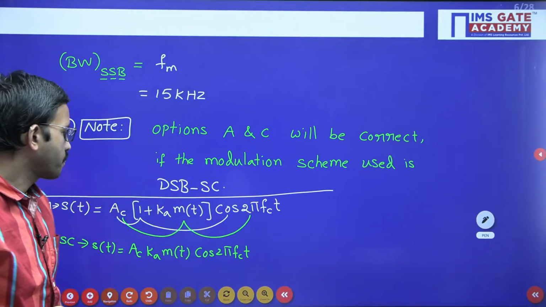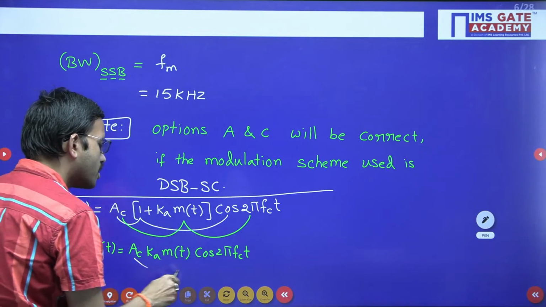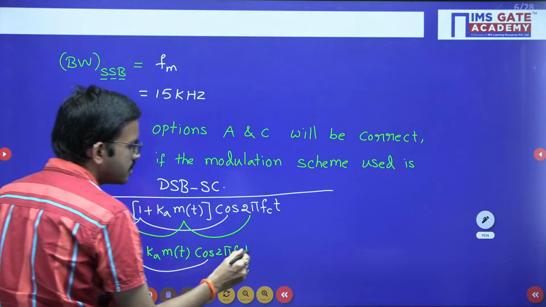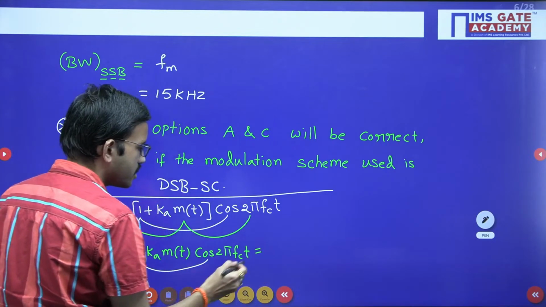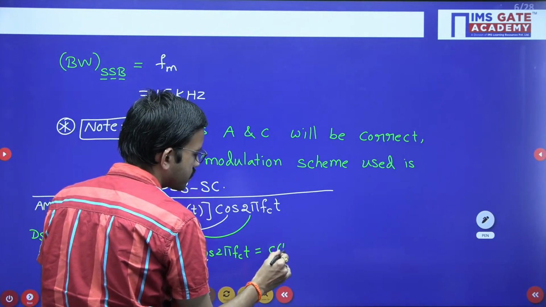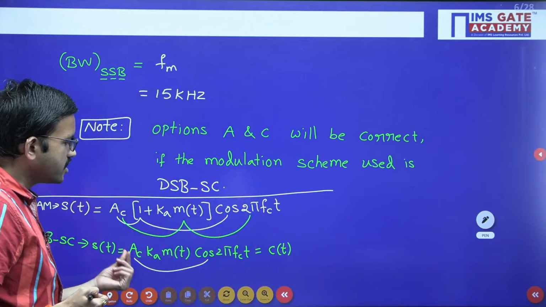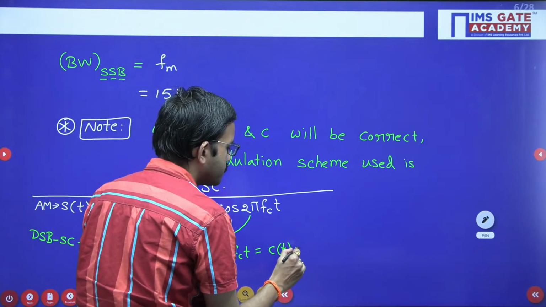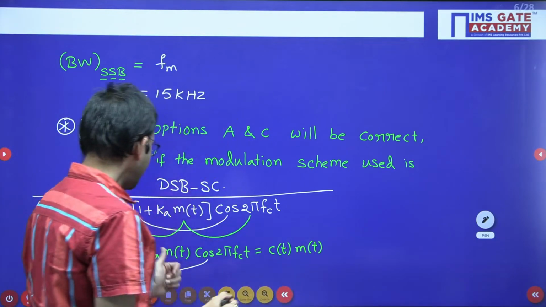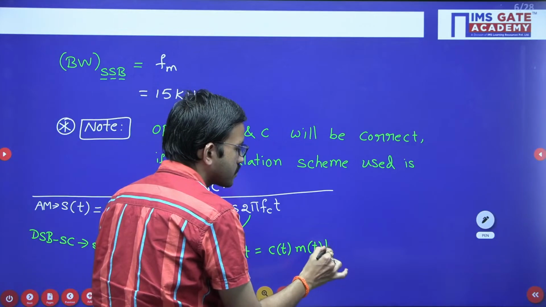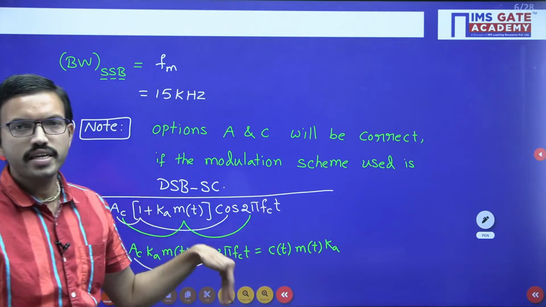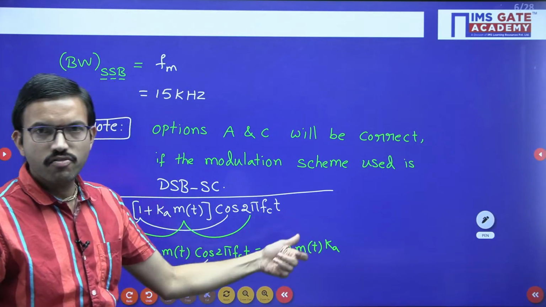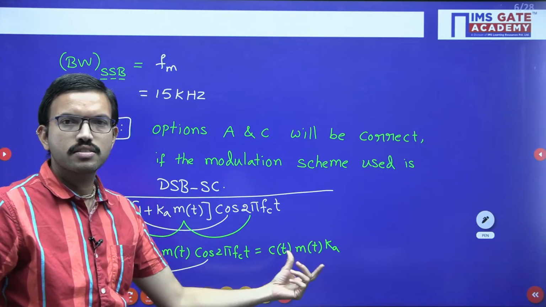Here, Ac cos 2πfct is nothing but your carrier signal. If you want, you can represent it as c(t). c(t) is nothing but Ac cos 2πfct, and m(t) is your message signal, and here you have Ka. If you choose a Ka value other than 1, you will get the equation like this.